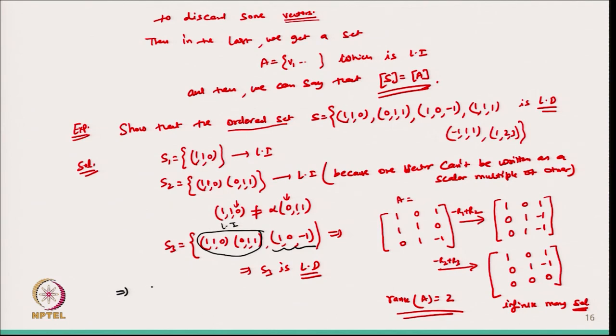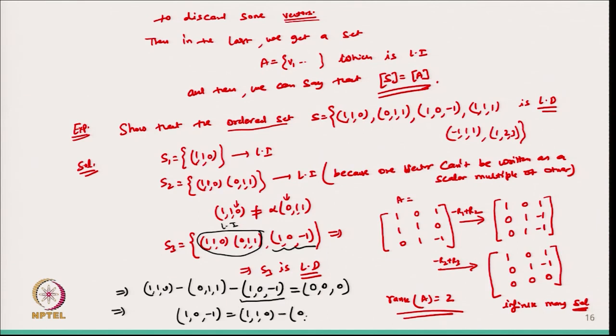Now, from here I just check that 1 1 0 minus 0 1 1 minus 1 0 minus 1. So, 1 minus 1 0, 1 minus 1 0 and minus 1 and plus 1, that is also 0. So, it becomes 0. So, from here you can say that the third element, this one, 1 0 minus 1, can be written as 1 1 0 minus 0 1 1. Okay. So, 1 minus 1 0 and this one. Yeah. So, from here I can say that the third vector can be written as a linear combination of the previous two.